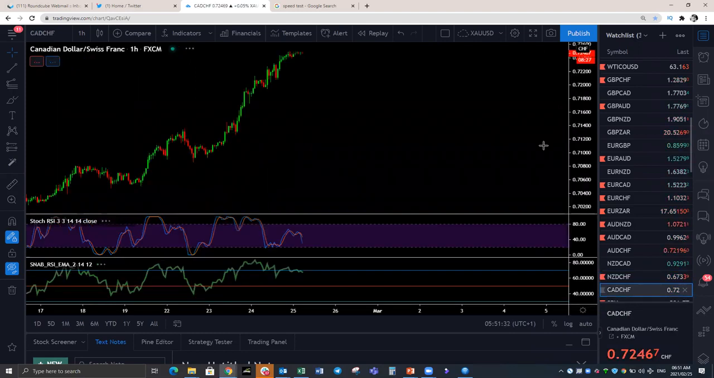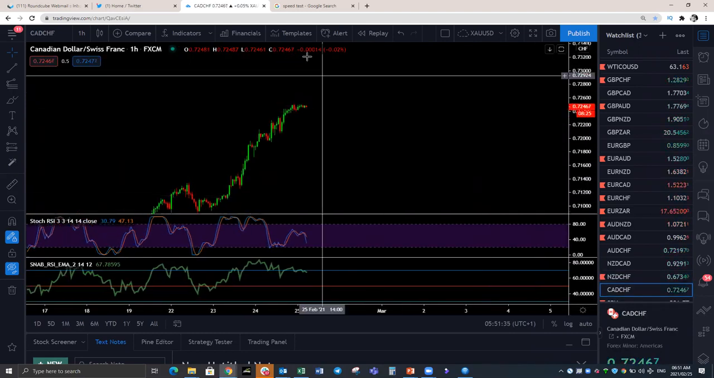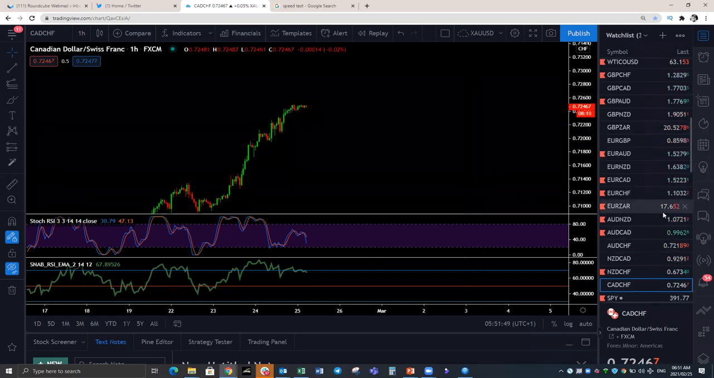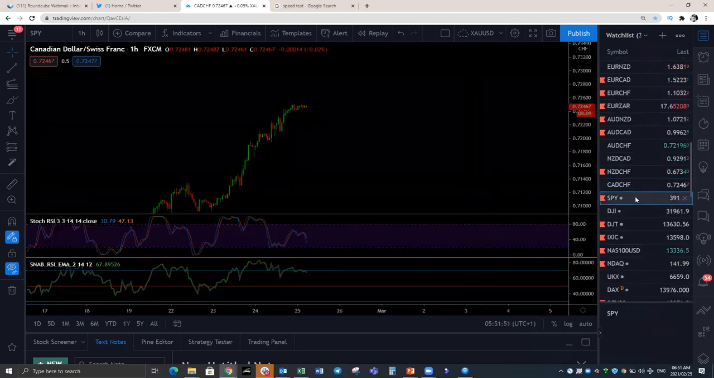CAD Chief also making a parabolic move to the upside, showing continuation to the upside. So we'll see continuation to the upside here. It has not quite reset here yet, so we may see this pulling back slightly here to actually get a reset there before continuation to the upside. Those are all the Forex pairs. Let's look at the indices.